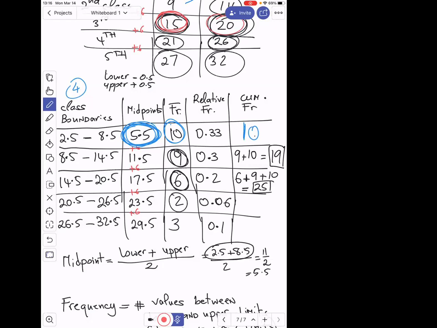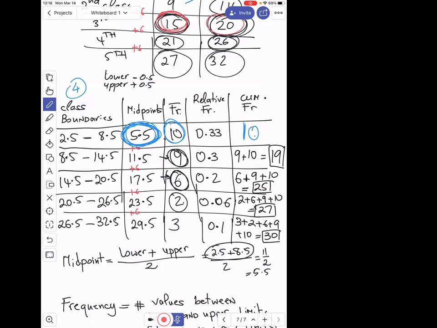For the next, it's 2 plus the frequencies of the previous classes. So that's 6, 9, and 10. So plus 6 plus 9 plus 10. So the answer is 27. And for the last class, that's 3 plus 2, 6, 9, and 10. And so the answer, of course, is 30. And actually, the cumulative frequency of the last class is always equal to the size of the sample.